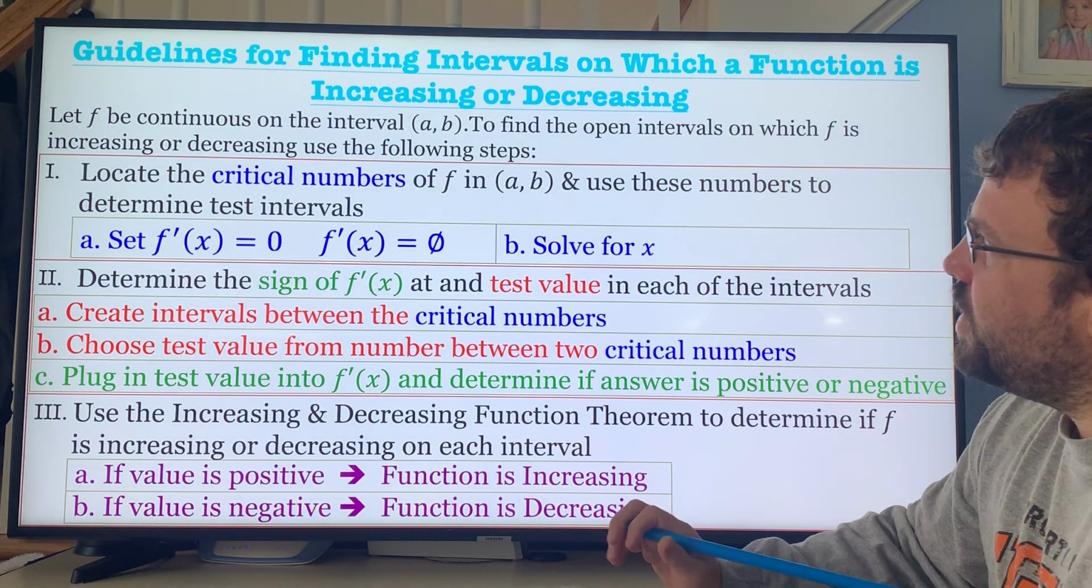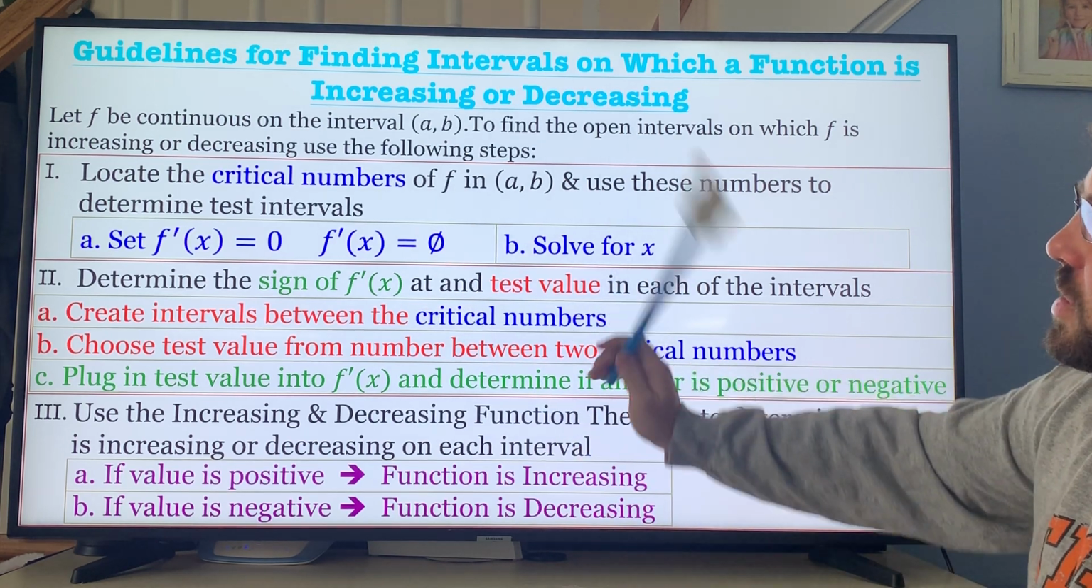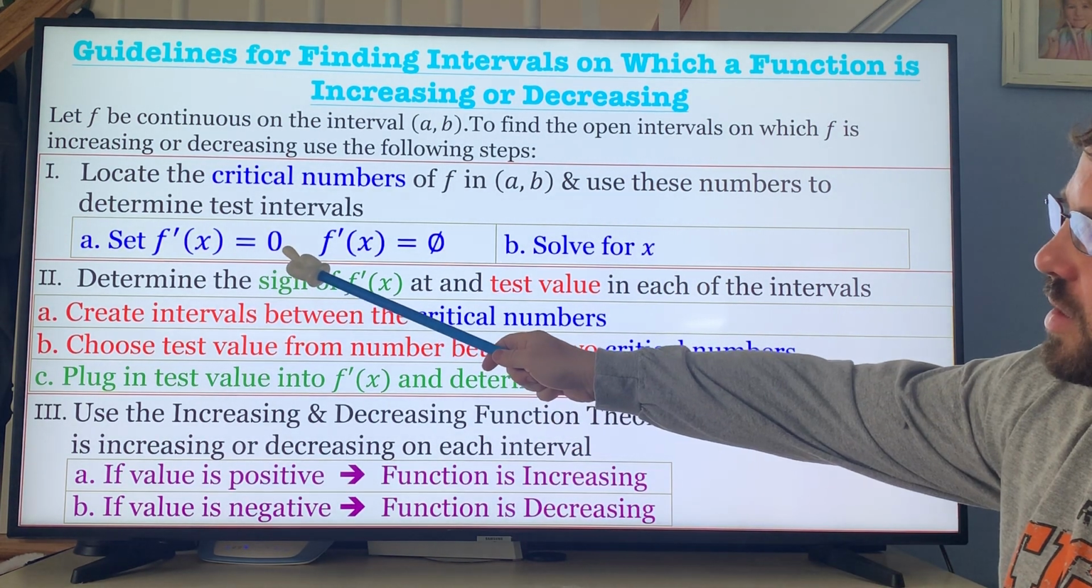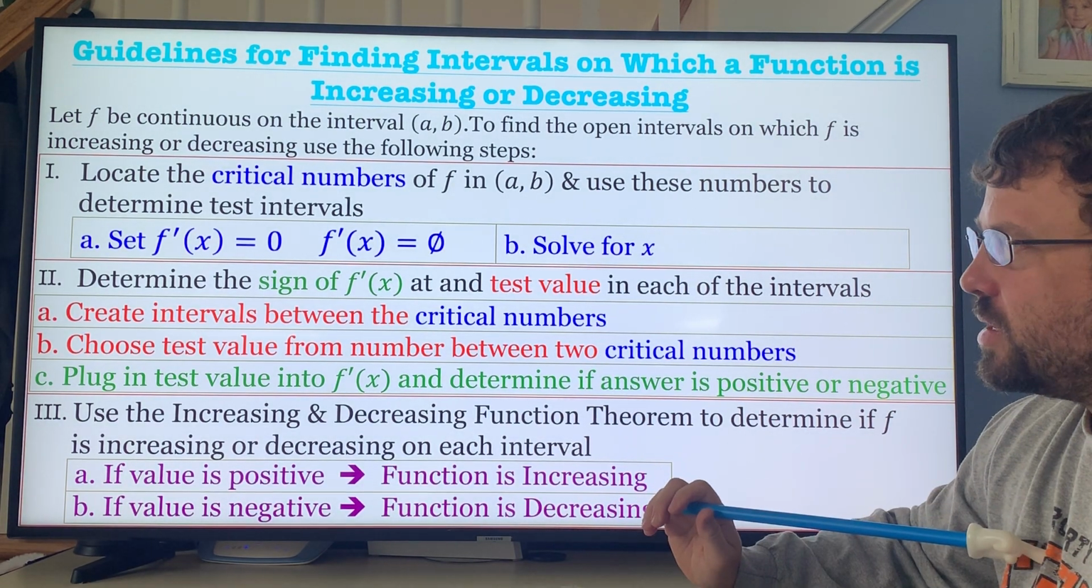So let f be continuous on the intervals. We did this already, so I'm just reviewing it real quick. First thing you do is find your critical numbers. You set f prime x equal to 0, f prime x equal to undefined.